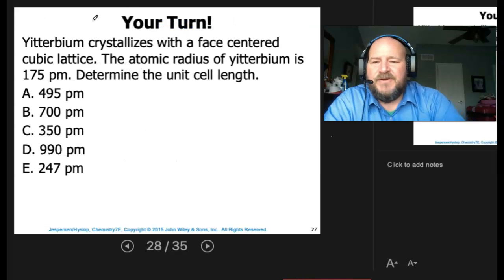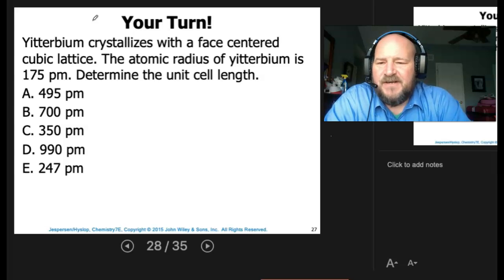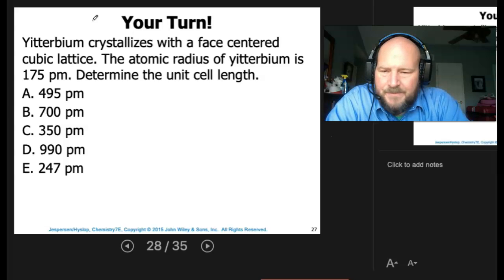All right. Iridium crystallizes with a face-centered cubic lattice. The atomic radius of iridium is 175 picometers. Determine the unit cell length.